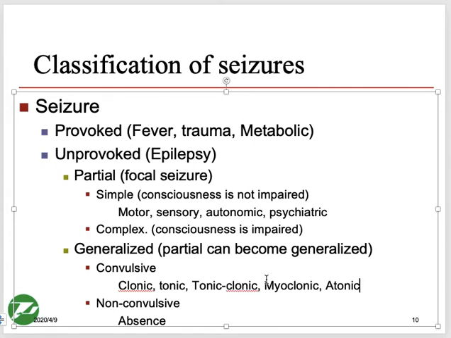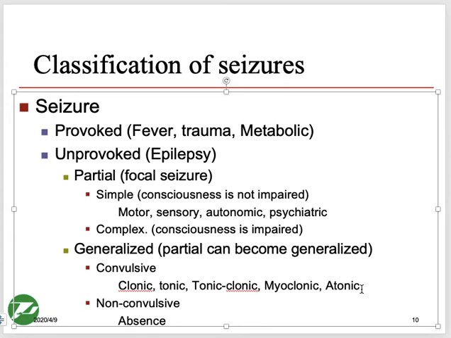Myoclonic, simply, what is myo, guys? Myo means muscle, and clonic means jerky movements, right? So myoclonic means that in this one you are going to see different muscles, myo muscles, go into jerky movements. Because it is myoclonic, muscles will go into jerky movements. It is not myotonic, it is myoclonic. And what is atonic? The tone will be lost, right? So this is how we classify seizures.